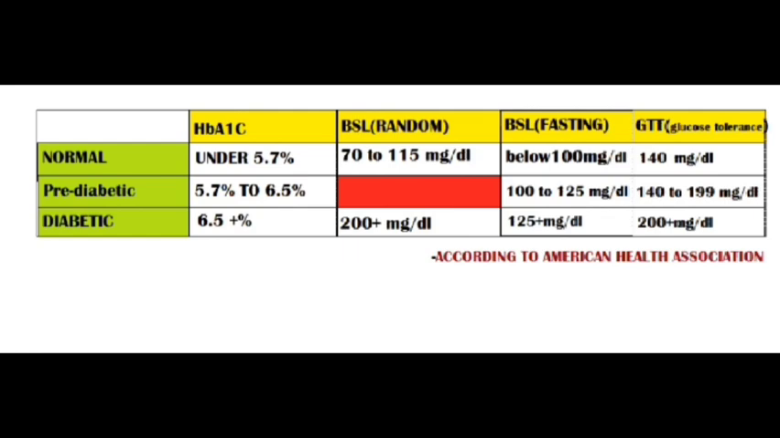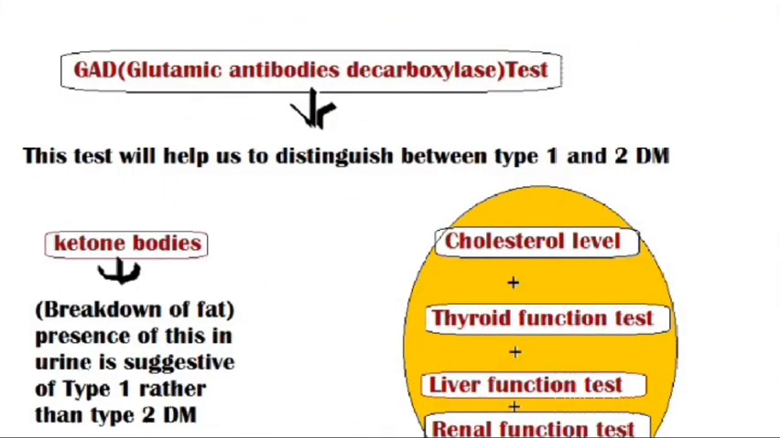Now, there are also a few more tests which we should know. First, GAD, glutamic acid decarboxylase antibodies test. This test will help us to distinguish between type 1 and type 2 diabetes mellitus. Ketone bodies test. Ketone bodies are breakdown of fat. Presence of this in urine could be suggestive of type 1 rather than type 2 diabetes mellitus. Along with this, having our cholesterol level, thyroid, liver, renal function normal is also important. So, tests related to this are also suggested.